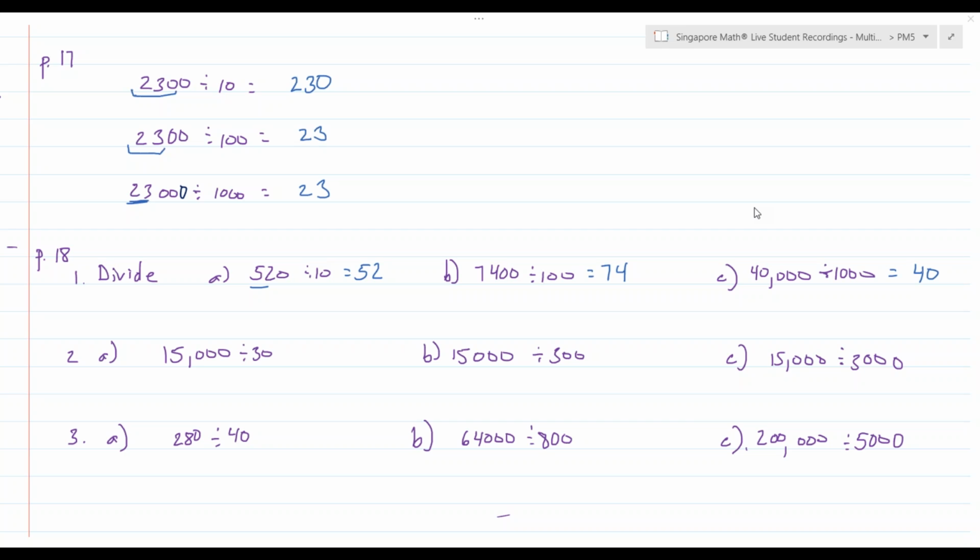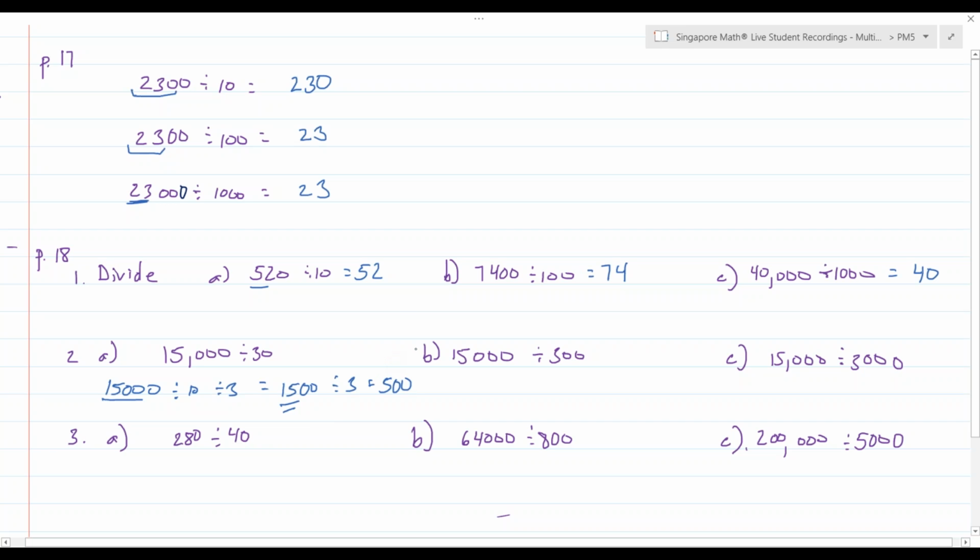Look at number 2. We can think of 15,000 divided by 30 as 15,000 divided by 10 divided by 3, and 15,000 divided by 10 is 1,500. I think I said that backwards. 1,500 tens divided by 10 is 1,500. 1,500 divided by 3 is 500.